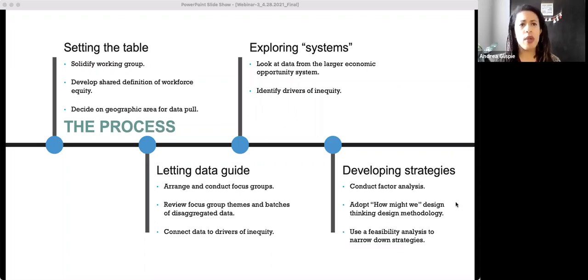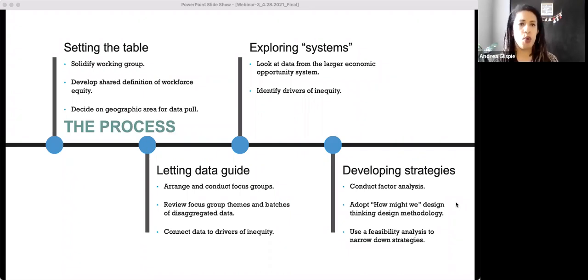And at any subsequent meeting we had of the working group, we always had someone from the group actually read the workforce equity definition word for word, so people were grounded in it and understood what we were working towards.